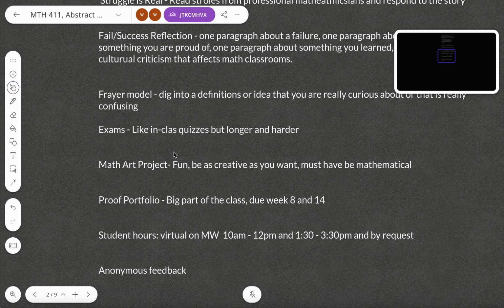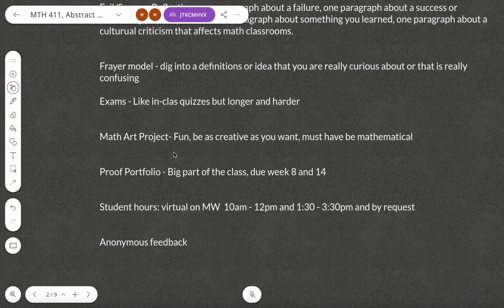There's a math art project that's going to be fun. Be as creative as you want, but it just has to be mathematical. The proof portfolio is a big part of the class. It's worth, I think, 200 points, and each of the 2 exams is worth 100 points, so it's worth just as much as the exams.